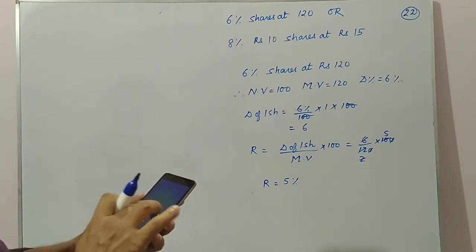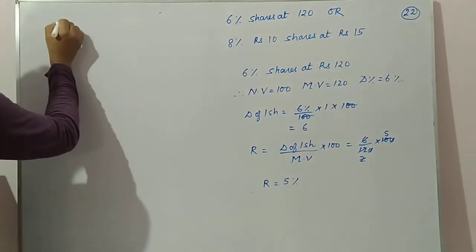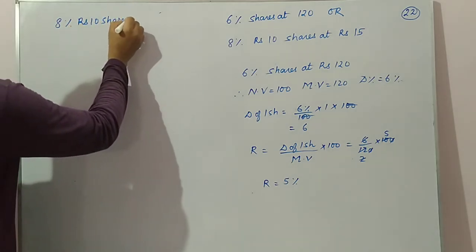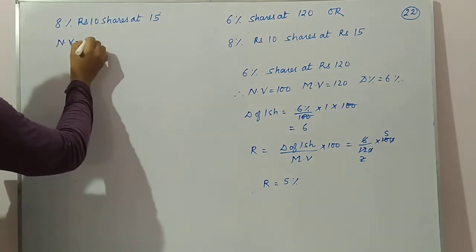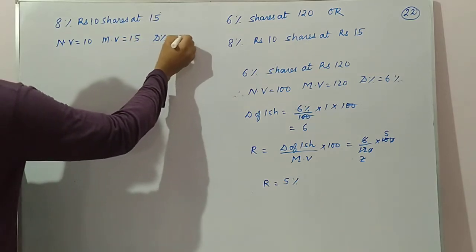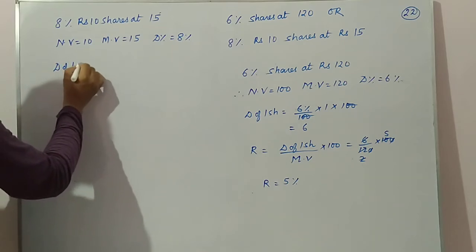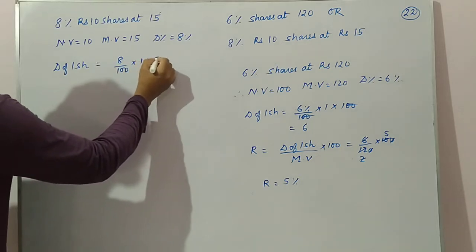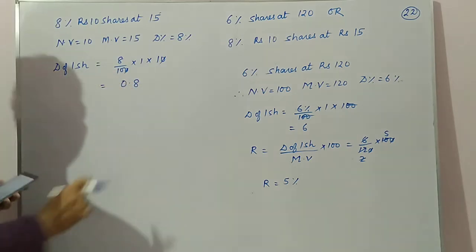Again we will determine what? We will determine the rate of interest for the second shares. 8% rupees 10 shares at 15. So nominal value, that is 10, market value, that is 15, dividend percent, that is 8%. Therefore dividend of 1 share, dividend percent by 100 into number of shares is 1, nominal value is 10. You are getting 0.8.